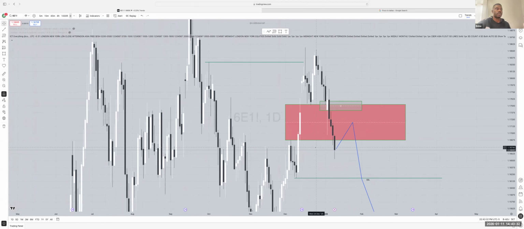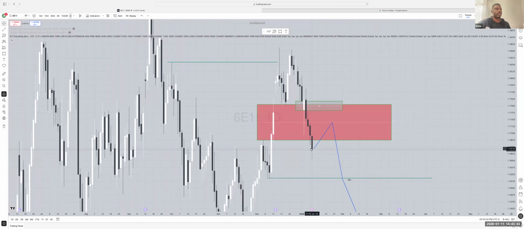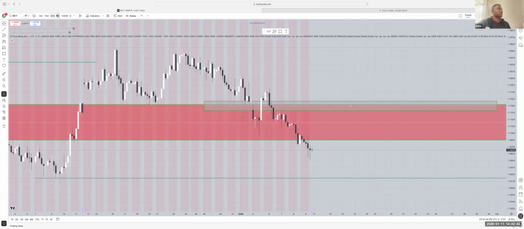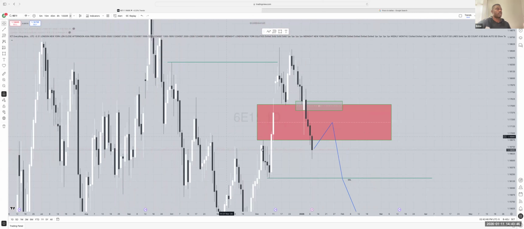So jumping down to the daily time frame, we did invert this fair value gap here. There is the secondary one that we're trading in. So ideally, what I'm going to want to see this week is how we treat this gap. Can we pull back up into here? Can we respect consequent encroachment?